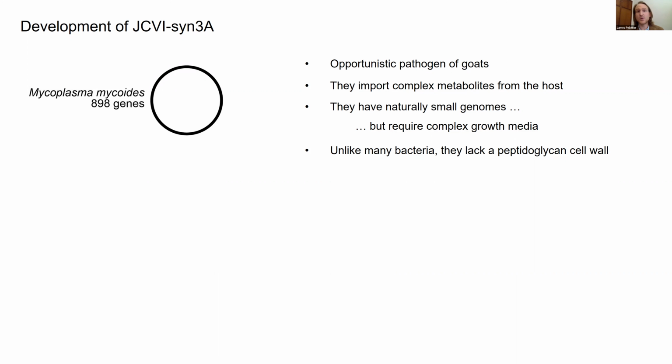But the flip side of that coin is that they require a complex growth medium that includes nucleotides, complex lipids, amino acids, etc. So having a small genome requires a complex growth medium. And another key point about the mechanical properties of this cell, which is important to this talk, is that unlike many bacteria which have a peptidoglycan cell wall, Mycoplasma mycoides do not have a cell wall. Some mycoplasmas have a polysaccharide capsule, but it's not cross-linked to the extent that peptidoglycan is.